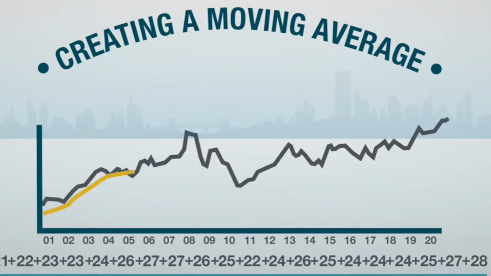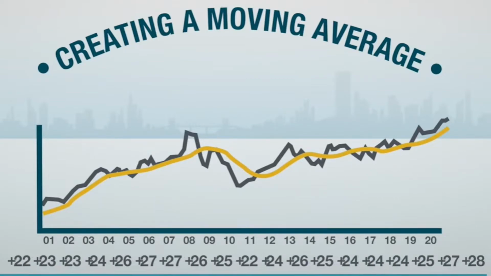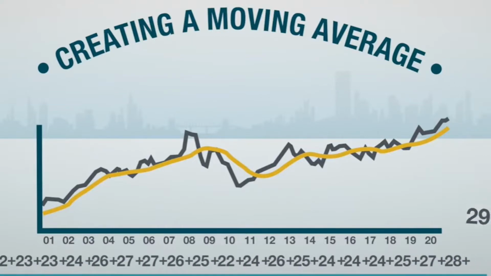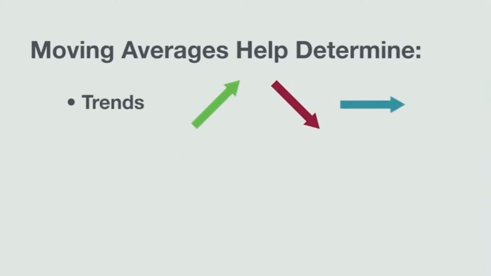This gives us today's 20-day average price, which is a short-term moving time frame and one that active traders may use. To create a moving average, each day we'll drop the last day in the time frame and add today's. A 20-day moving average can help determine short-term uptrends, downtrends, and sideways trends.